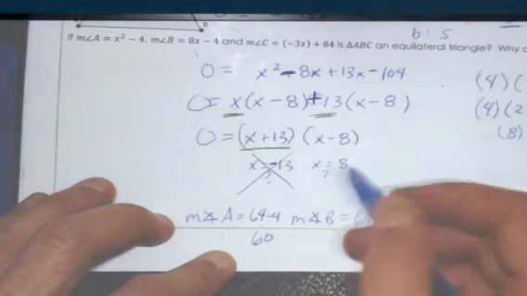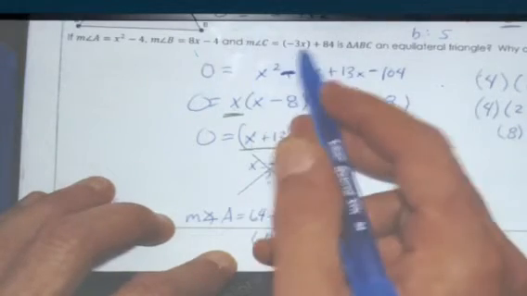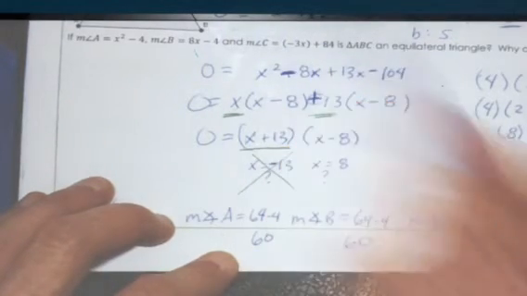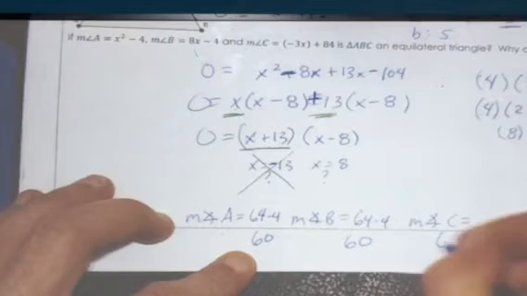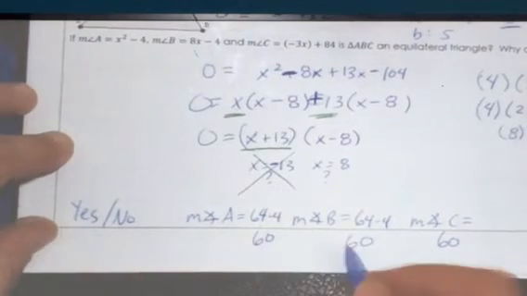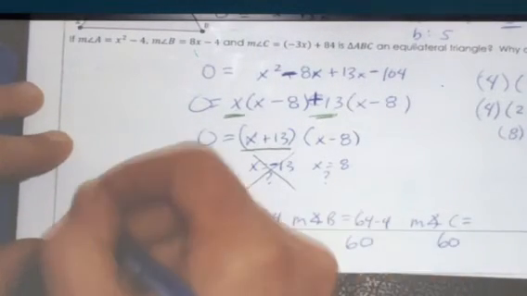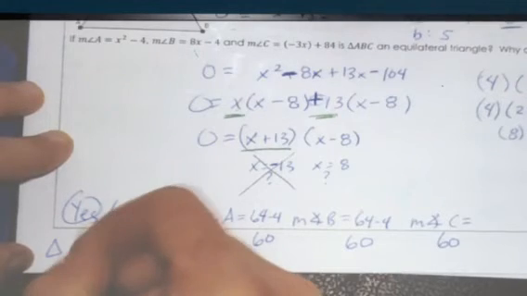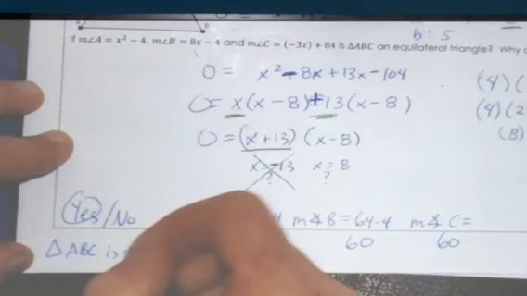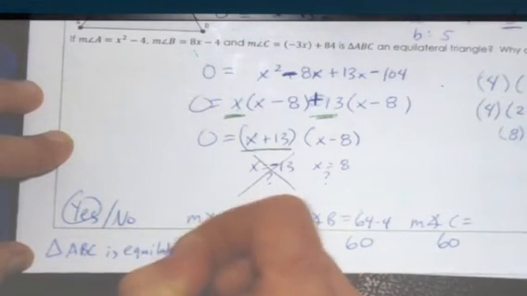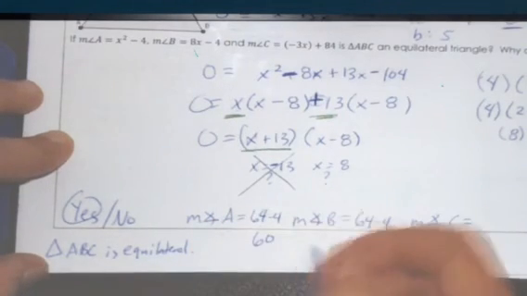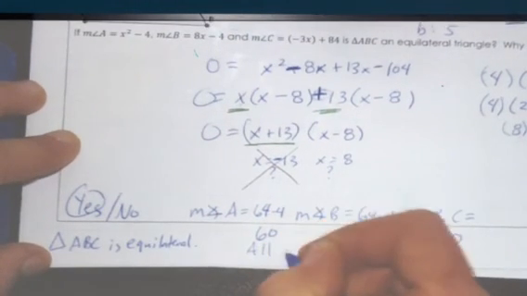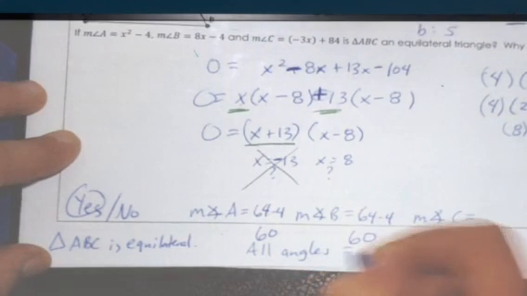Let's just check. 8 times negative 3, negative 24. Negative 24 plus 84 is 60. So because all angles equal 60, we will say yes, triangle ABC is equilateral because all angles equal 60 degrees.